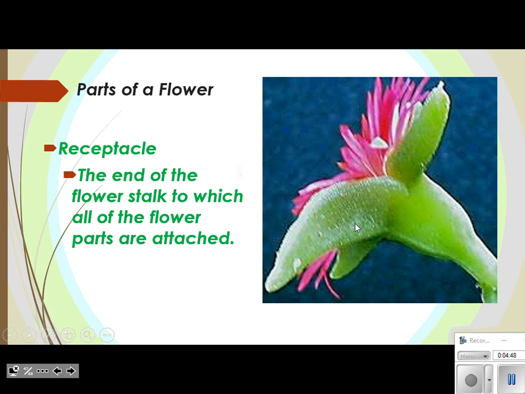The receptacle. Okay? We said that this is the sepals, right? Here's the sepal. Down here's the sepal. Up here's the sepal. Right here, this part is the receptacle, the end of the flower stalk to which all of the flower parts are attached.